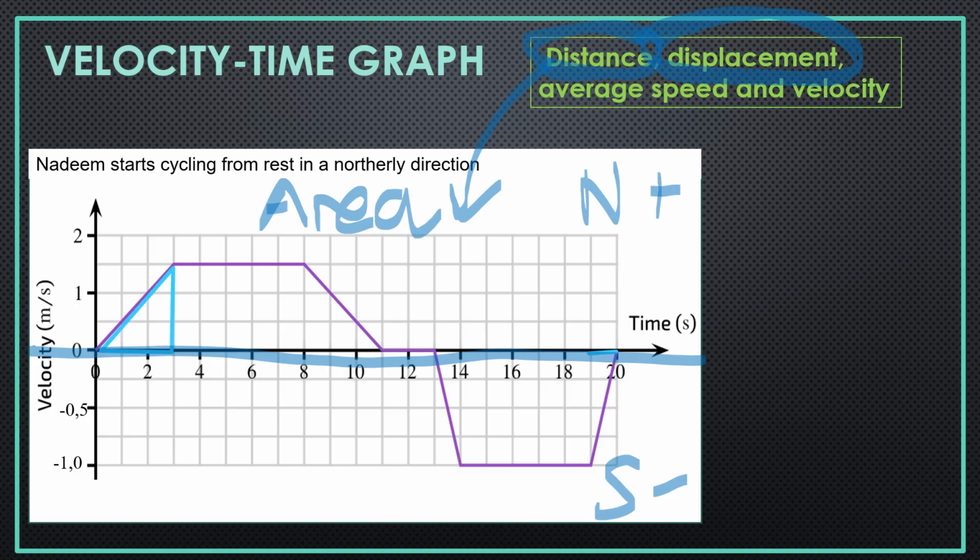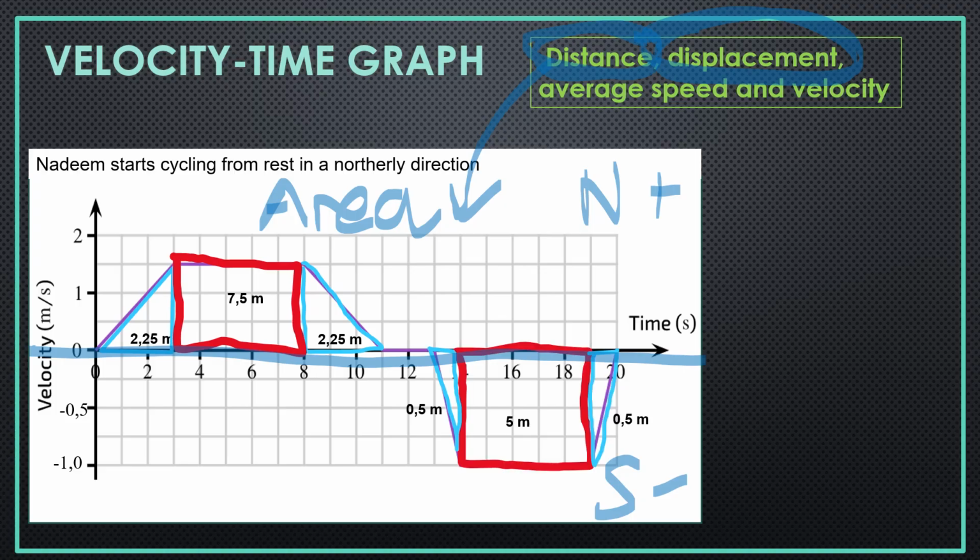Now, first we have a triangle, half times base times perpendicular height, and that is 2.25 meters. Then we have a rectangle, length times breadth, that gives me 7.5 meters. Then I have another triangle, half times base times height. So you can take your graph and divide it into all these geometry shapes, and then calculate each shape. Now, what is the difference between distance and displacement? Distance is a scalar and displacement is a vector.